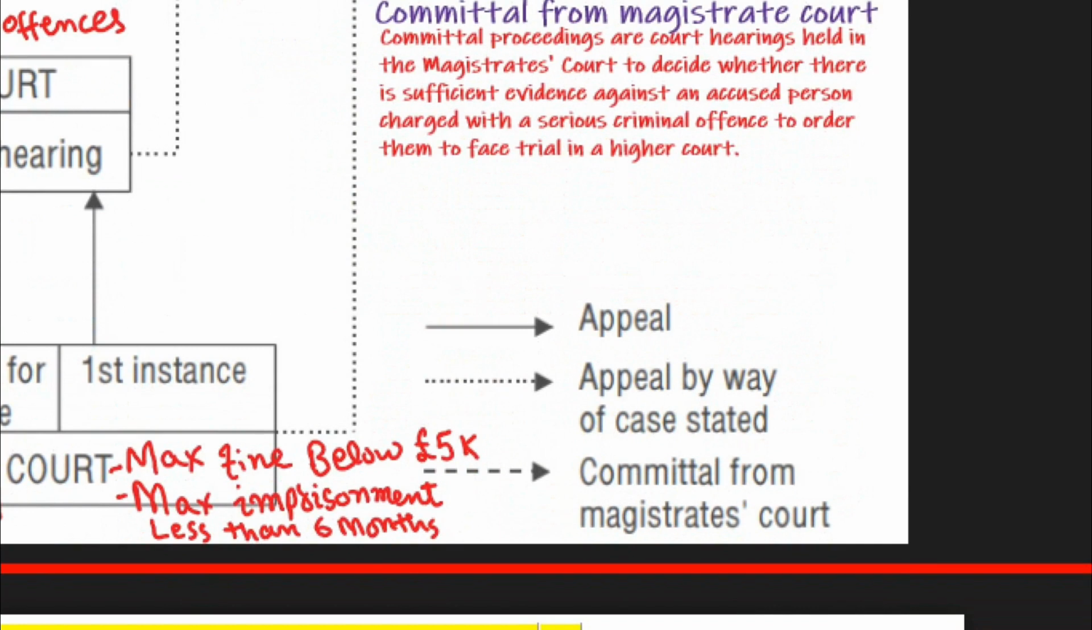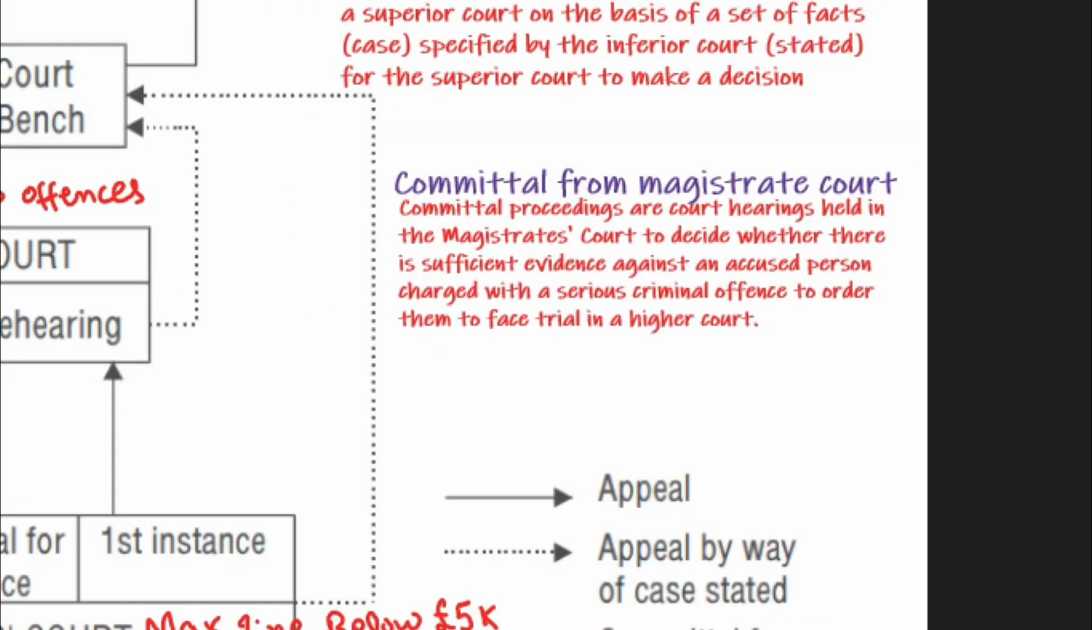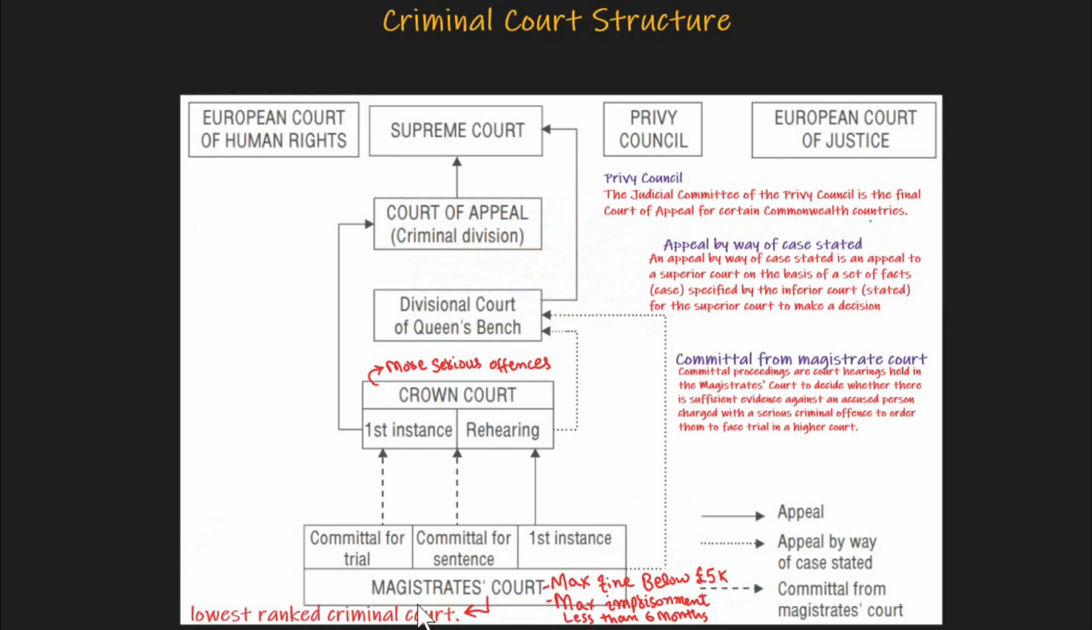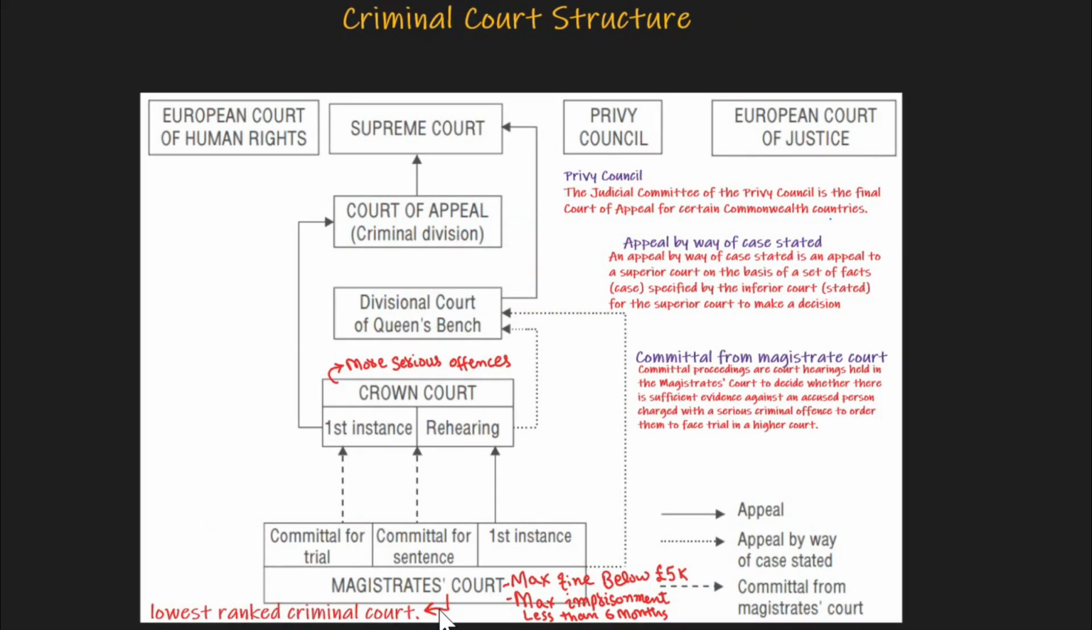And at the last we have committal from magistrate's court. Now the committal proceedings are court hearings held in the magistrate court to decide whether there is sufficient evidence against an accused person charged with a serious criminal offense to order them to face a trial in a higher court, for example, Crown Court. And these magistrate courts also have some civil jurisdiction. For example, they also play some role related to family cases or enforcement of local authority charges and rates.